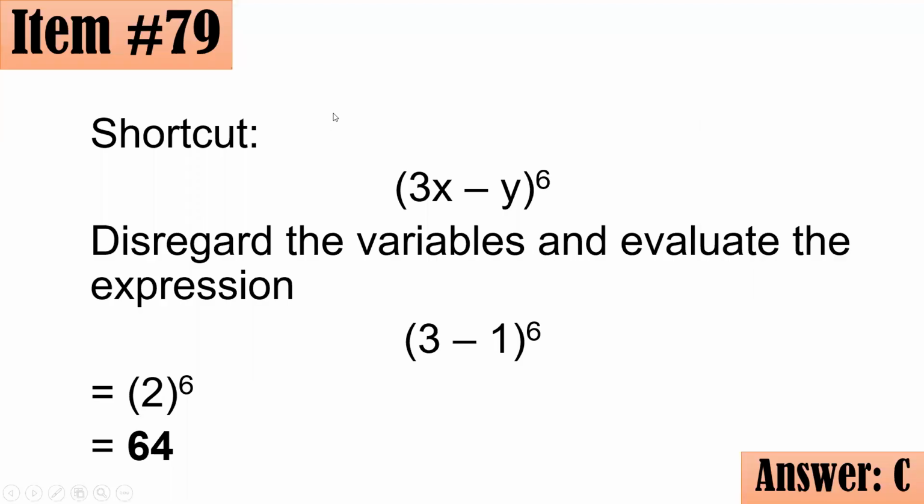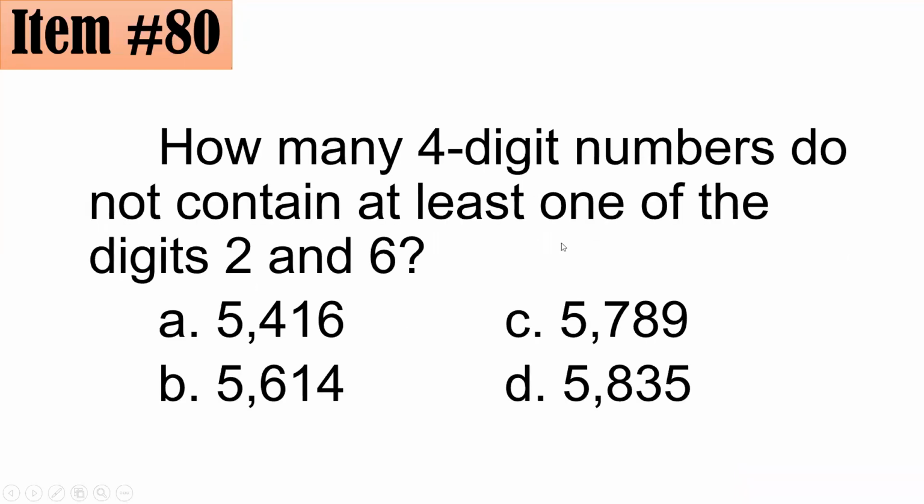All right, let's proceed to number 80. How many 4-digit numbers do not contain at least one of the digits 2 and 6? Did you go for 5,416, 5,614, 5,789, or 5,835? What is your answer?